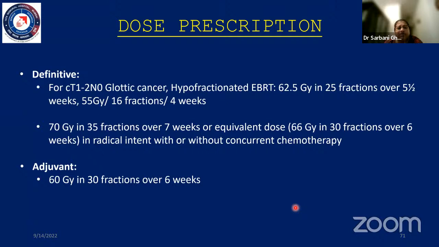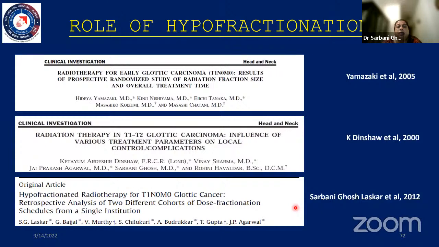In the adjuvant setting, we typically use a dose equivalent of 60 gray in 30 fractions to the area that was involved, and elective volumes receive a dose equivalent to 50 gray in 25 fractions. Now, role of hypofractionation, especially in glottic larynx.